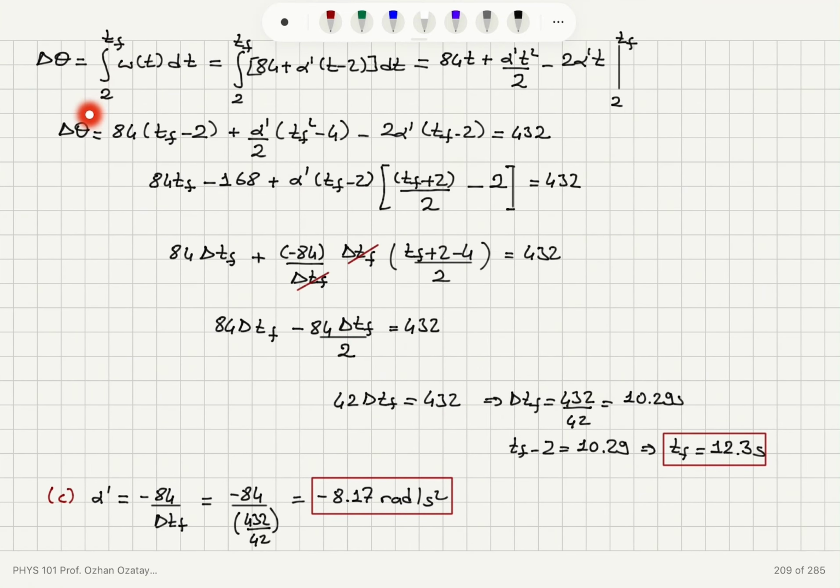If we take the integral from 2 to t final of omega(t) dt and set it equal to 432 radians, we can obtain t final to be 12.3 seconds. Actually, we obtain delta t final, but delta t final is t final minus 2. And substituting this into the alpha prime expression, minus 84 over delta t final, we find our angular acceleration, minus 8.17 radians per second squared.